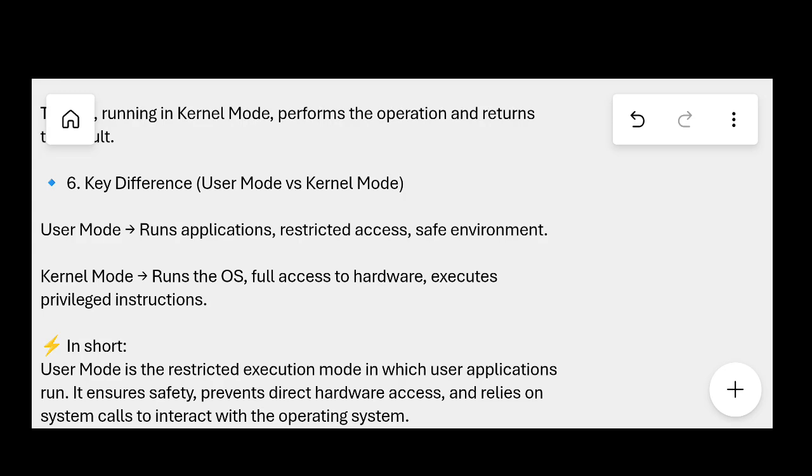Both modes are necessary for the smooth functioning of an operating system. So basically user mode is the restricted execution mode where user applications run safely. It prevents direct access to hardware to ensure system stability and uses system calls to communicate with the operating system. So that's all for today's explanation of user mode in operating system.